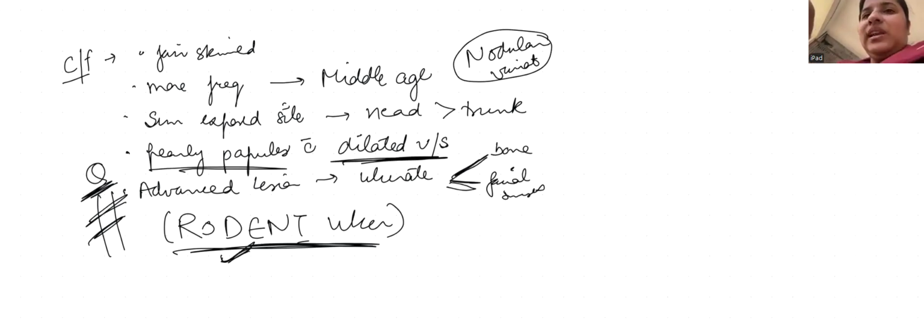Now, histologically, what we will get in BCC, there are 4 points which you will get histologically. So one is the basaloid cells.